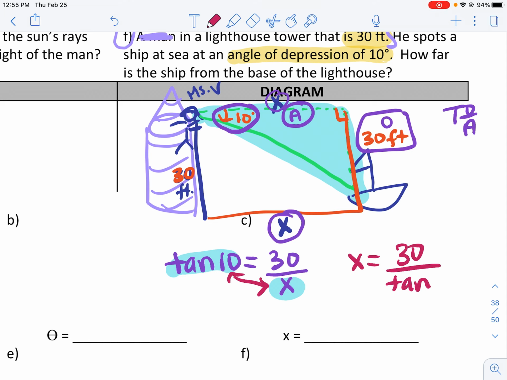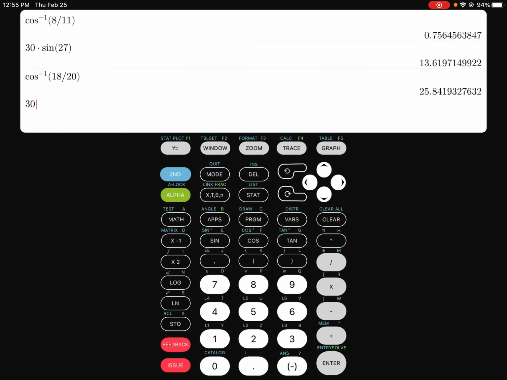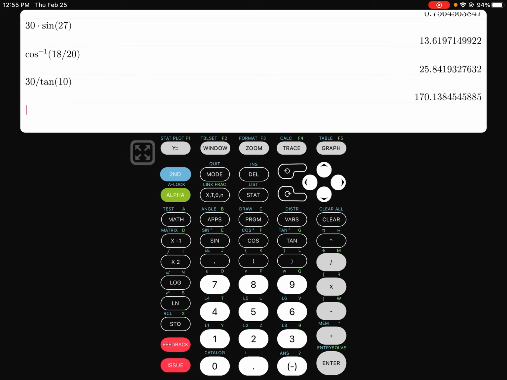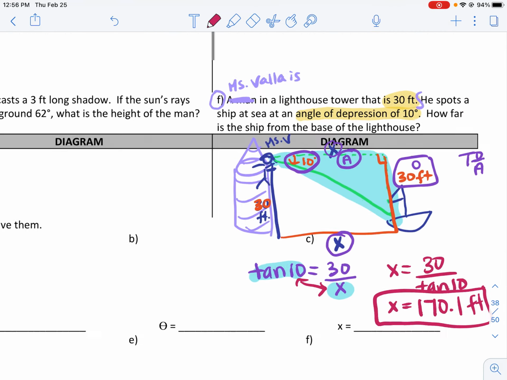Now this is where we're really going to want to use that strategy of checking our work as we go. So I'm going to take my 30 divided by tangent of 10. Hold on, I get too many parentheses in there. 170.1. Let's think about it. 170.1 feet. Does that answer make sense, my friends?